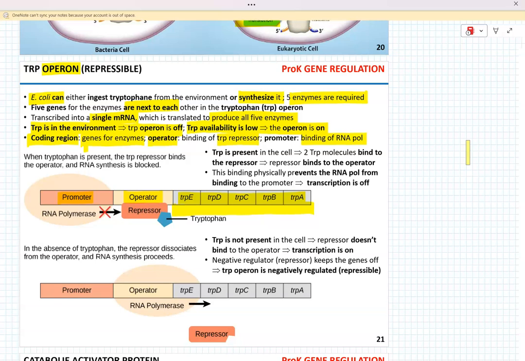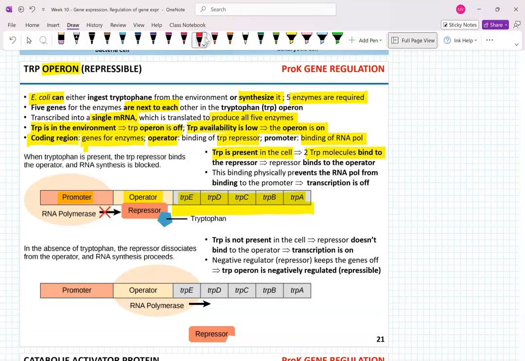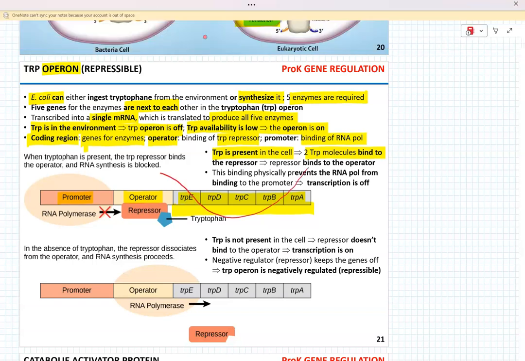When tryptophan is present in the cell in large amounts, the molecules of tryptophan bind to the repressor protein. The repressor, when the tryptophan is bound to it, binds to the operator sequence and physically blocks RNA polymerase from binding to the promoter and transcribing structural genes.